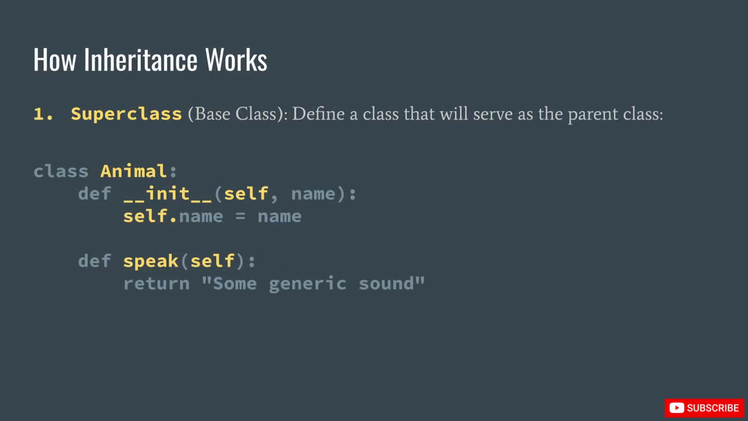Now, let's see how inheritance works in practice. First, we define a superclass, also known as a base class, which will serve as the parent class. In our example, we have an Animal class. In this Animal class, we initialize it with a name attribute and define a speak method that returns a generic sound. This establishes a foundation that other classes can build upon by inheriting from Animal.